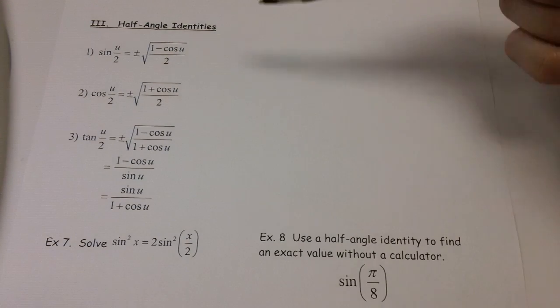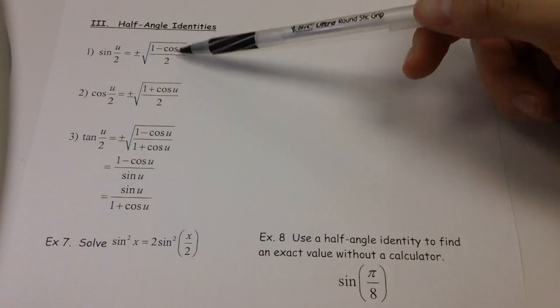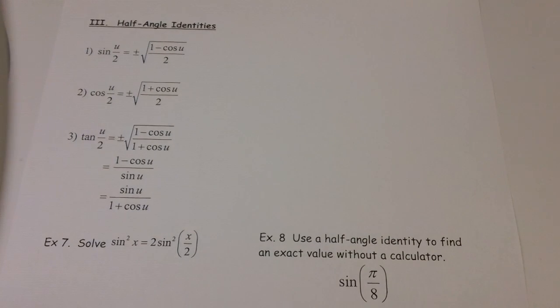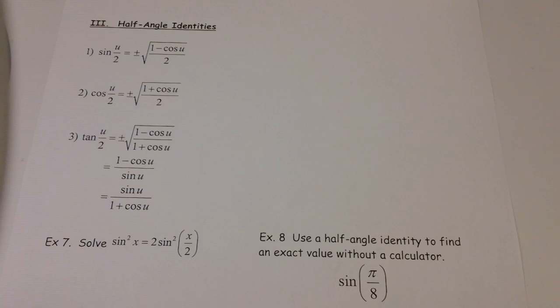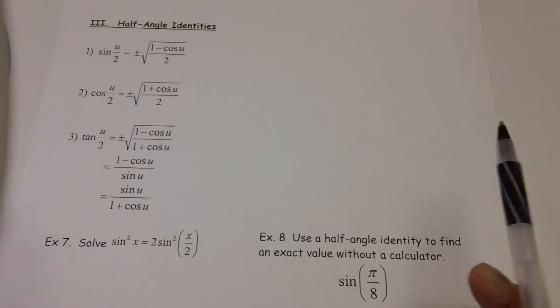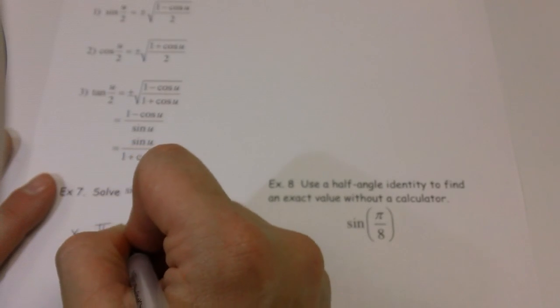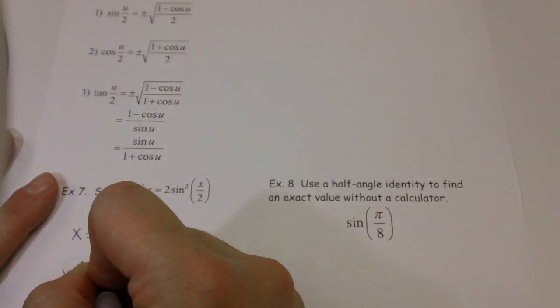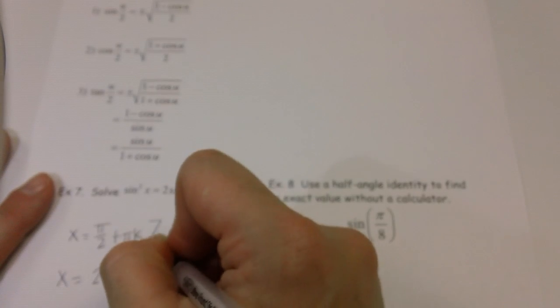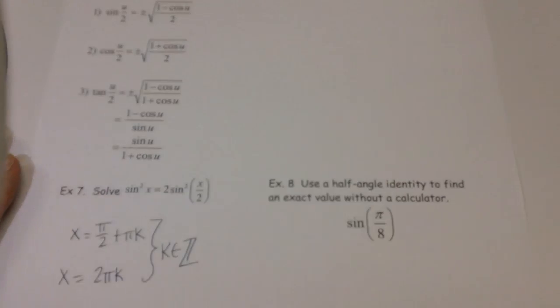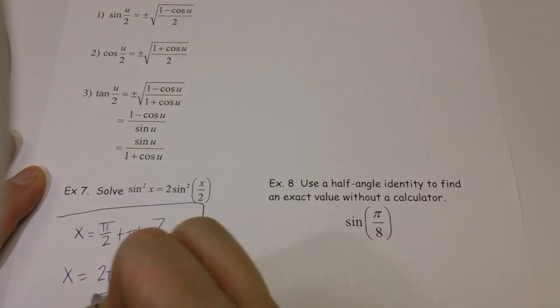That's kind of a lot to comprehend, but make sure that you understand that these identities do exist. Now, in example 7, you're asked to solve for the sine squared of x equals 2 sine squared of x over 2. You're just solving for x. This is kind of a lengthy problem, but you can try this one on your own. You are going to get x equals pi over 2 plus pi k, and x equals 2 pi k. Remember that k is an element of the integers.